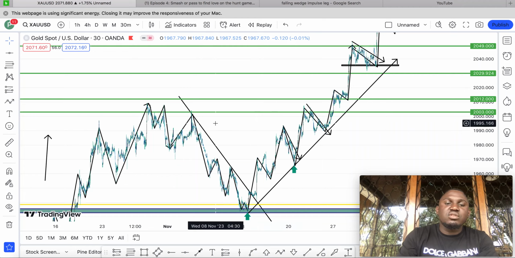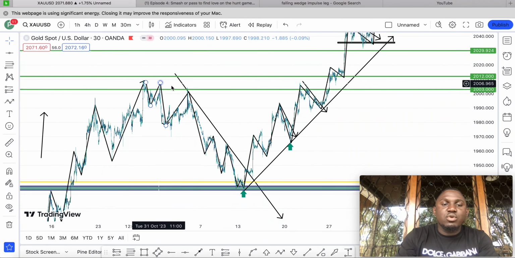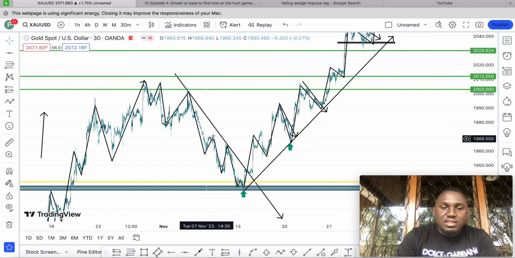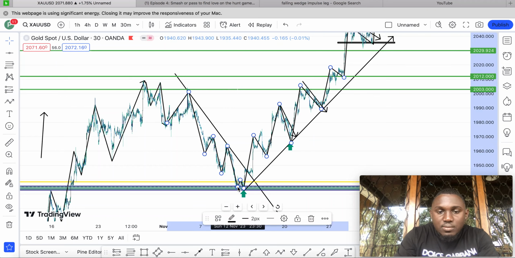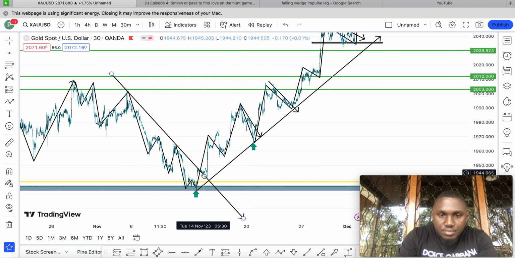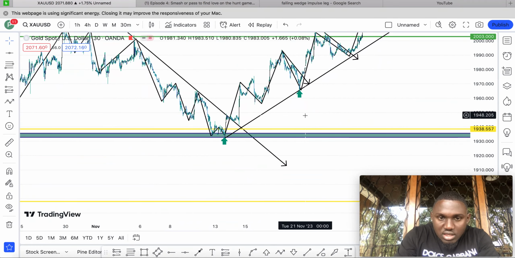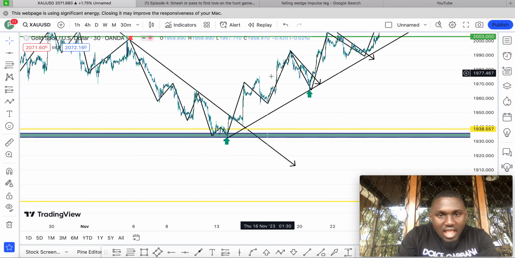But on a reversal to the downside, it's called a lower high, because this high is lower than this high. Lower low, lower low. This low is lower than this low. This low is lower than this low. But failed to keep a lower low, instead keeping equal lows. Have you seen? Keeping equal lows and moving to the upside.